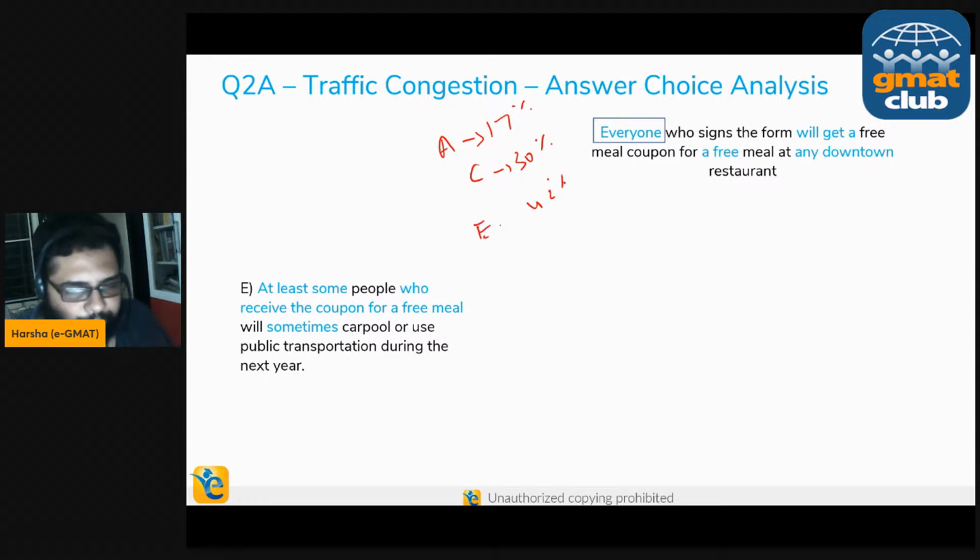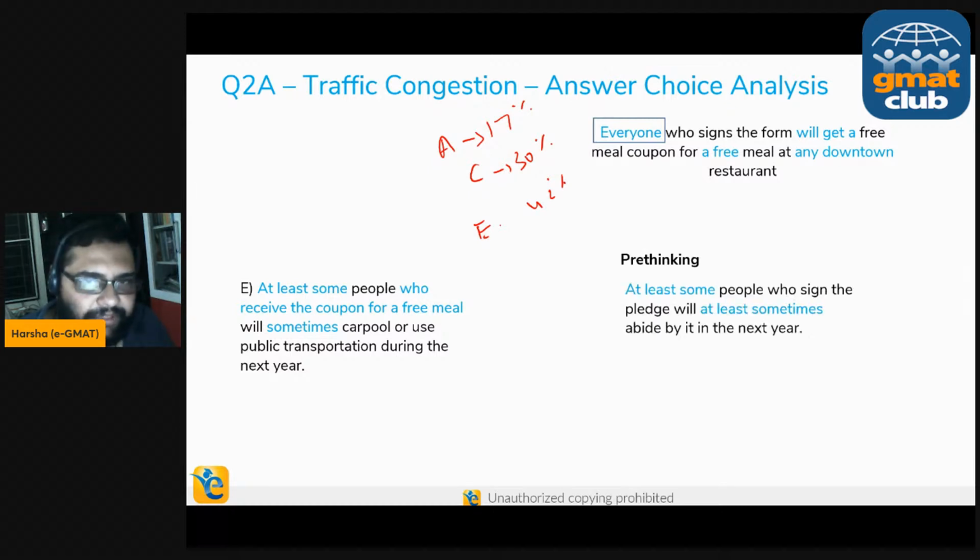But what I want you to do right now is compare option E with our pre-thought idea. Now you should be able to see why this seems to be the correct answer. Think about it. At least some people who receive the coupon for a free meal will sometimes carpool or use public transportation during the next year. All these words are important. You might wonder, what is the difference here?